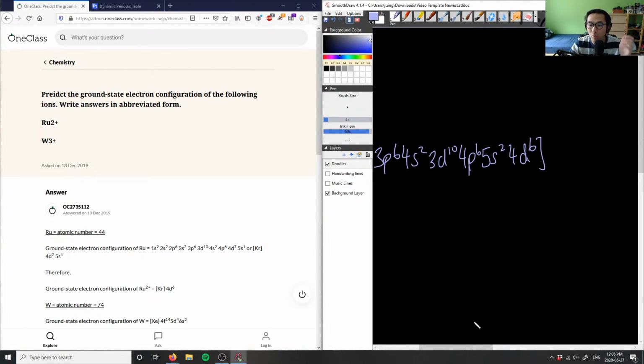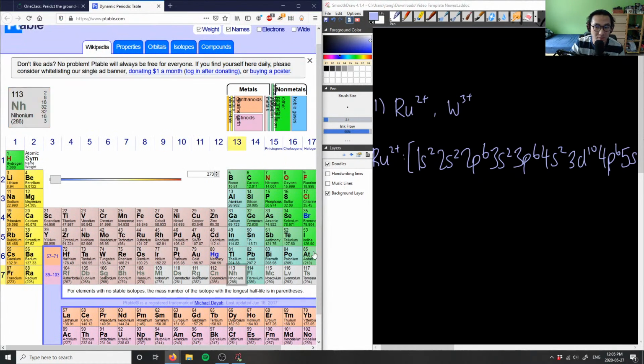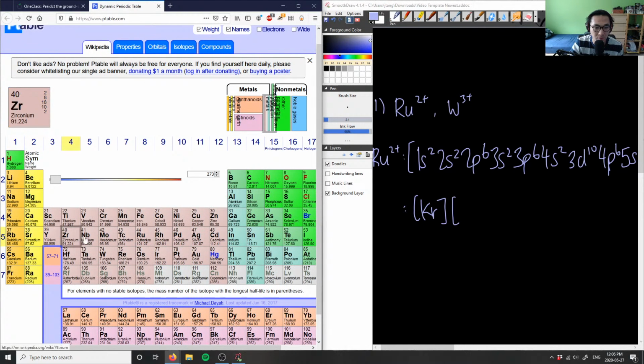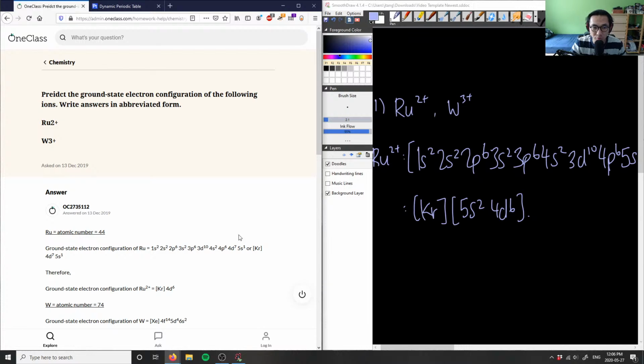So that's okay. What we can do is find the abbreviated form by taking the noble gas that we found here and writing the shorthand electron configuration. Ruthenium is here, so we go back to the closest noble gas, which is krypton. So this can be written as Kr, and then after Kr we have 5s2 and then 4d6. So this is the electron configuration for ruthenium, and as you can see, this is good for the ground state.